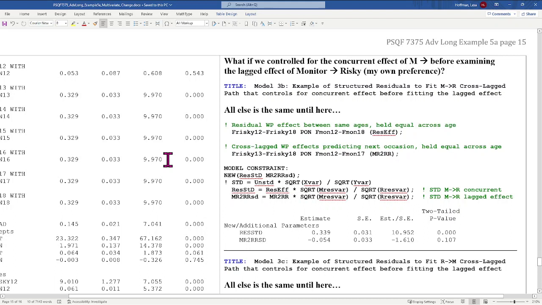That requires fitting the lag direction only in one way at a time to be able to do that. So I did it both possible ways for demonstration purposes here. If you want to do it that way, control for the concurrent effect before addressing the lagged effect, then I have my monitoring at 12 predicting risky at 12, and so on, and then separately I have monitoring at 12 predicting risky at 13, and so on. So this one is among the same occasion residuals, not having a covariance but having a directed slope, and this one is the lagged effect that provides the incremental effect of the previous occasion on the current occasion.